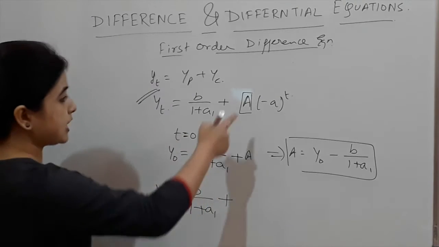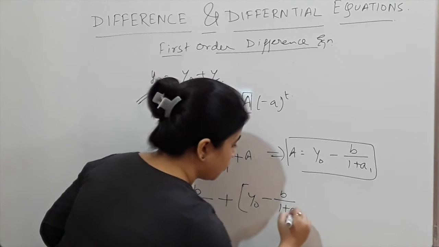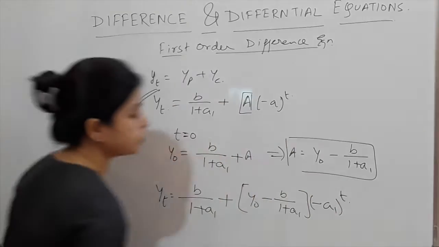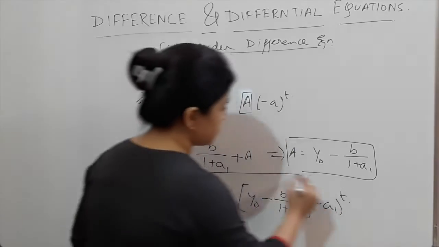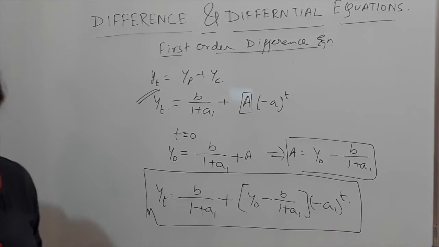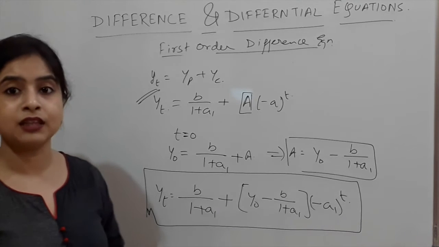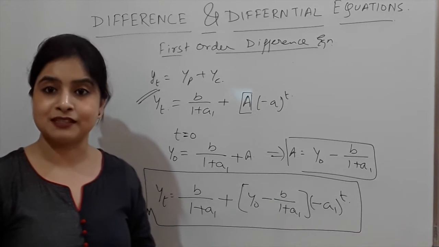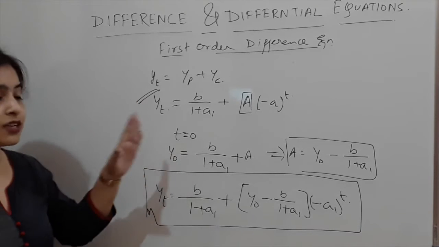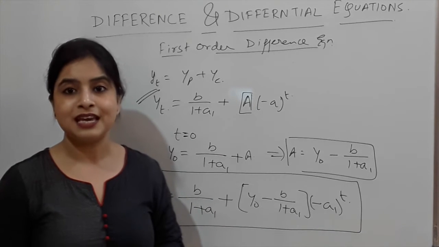So what is capital A? Capital A is this thing, y0 minus b over 1 plus a1, times minus a1 to the power of t. Okay, so this big box, I hope you can see, is the time path. This equation is going to provide the time path for the system that we have considered initially. So this is the solution of the first order difference equation. Now let's move towards the second order difference equation.